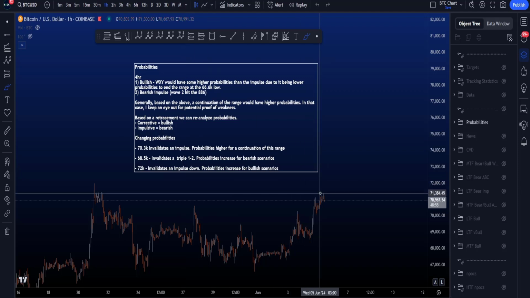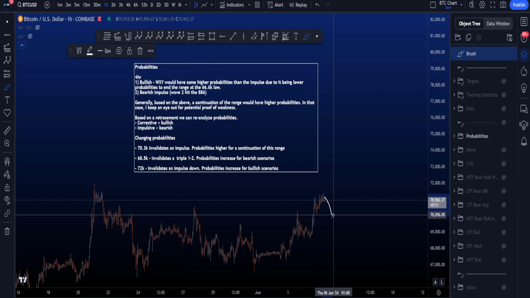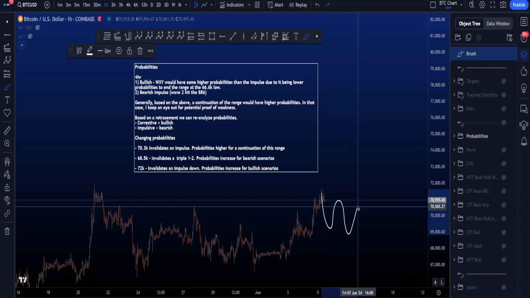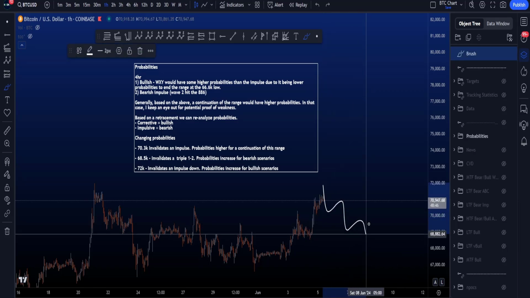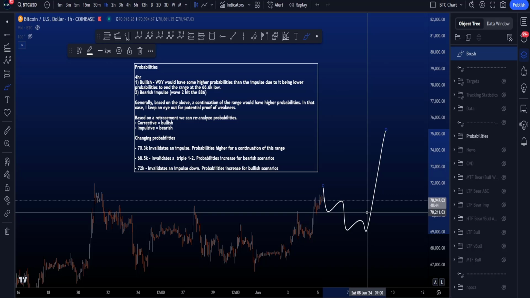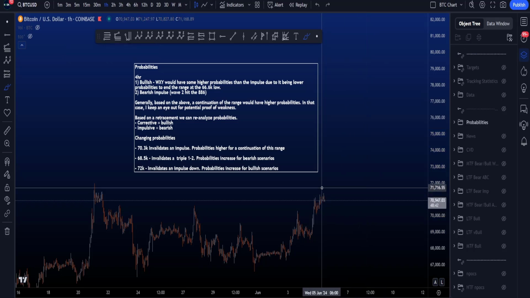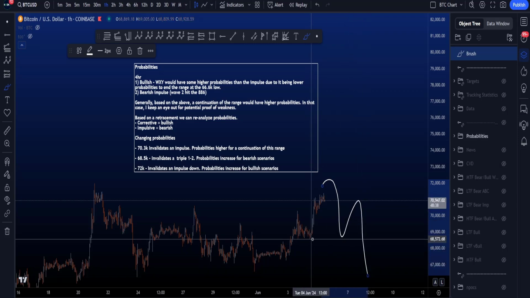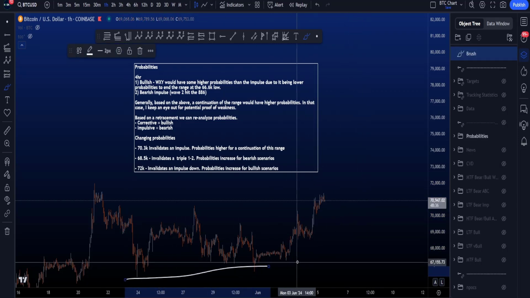Based on a retracement to the downside, we can reanalyze the probabilities as well. If we get a corrective move to the downside eventually, then we're going to be looking for price to continue towards the upside sooner or later. If, however, we get a retracement and it's going to be an impulsive move to the downside, we look for more bearish structures to take the lows of this range.